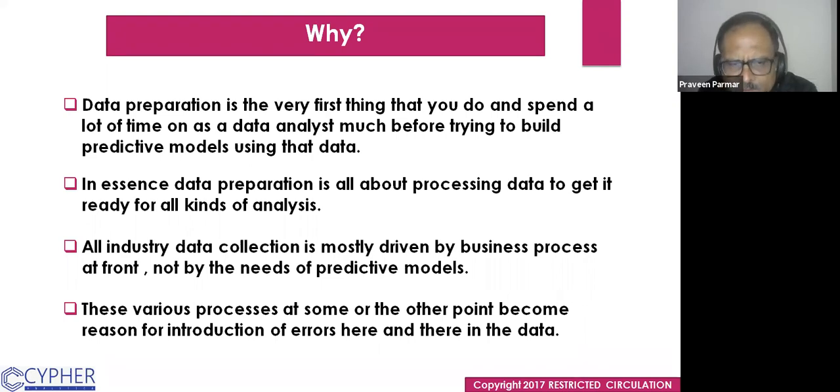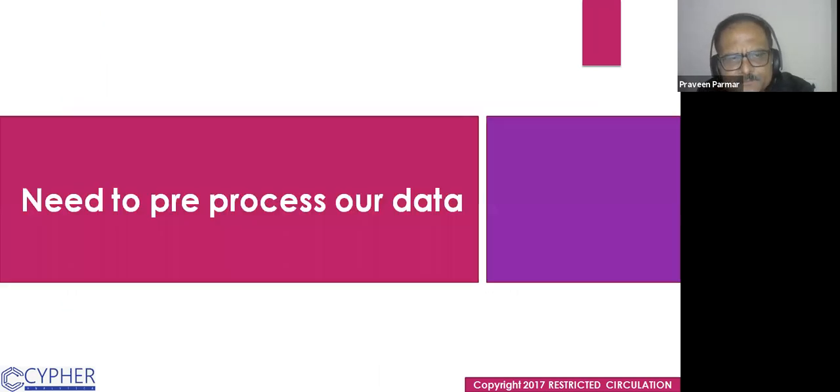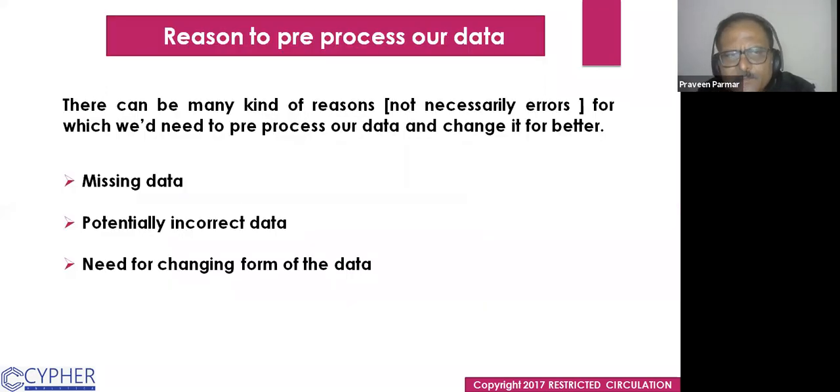These various processes at some point or other become a reason for the introduction of errors here and there in the data. When we pre-process the data, sometimes it may create some errors in the data, because it depends on your performance, how accurate you are in the pre-processing. If I make some mistake somewhere, then you will get some errors in the data. Need to pre-process our data. Reason for pre-processing our data.